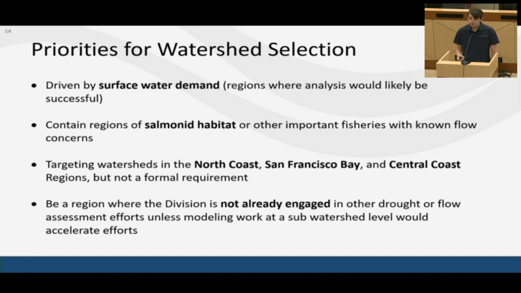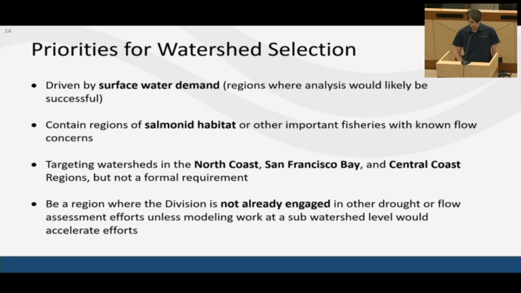Additionally, we don't want to duplicate any existing work, where the Division of Water Rights is already engaged in other drought or flow assessment work. A caveat to this is areas where modeling at a sub-watershed level might accelerate or complement work being done in those regions or watersheds.